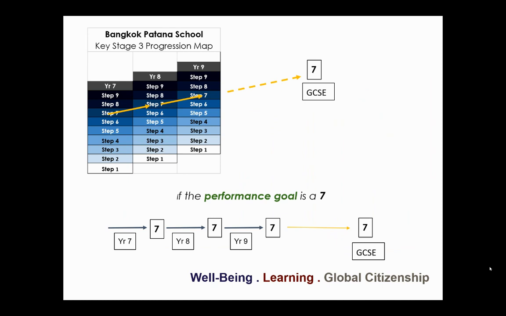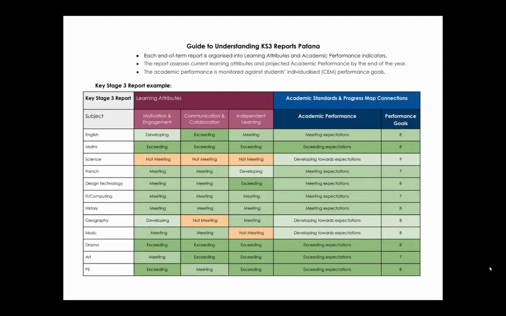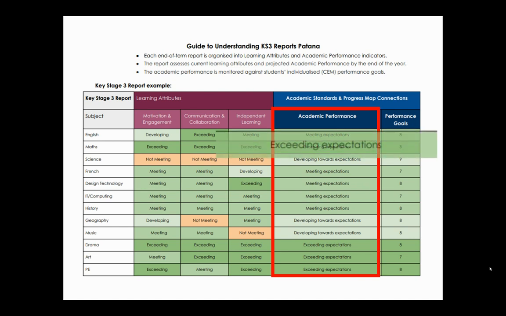Next, we will explain the academic performance indicators. Here we see a comment from each subject teacher. This is their best judgment on whether individuals are on track to achieve the performance goal by the end of the academic year. There are 3 indicators that the teacher may use to comment on their learning journey. These are exceeding, which means there is strong evidence that they are on a path to performing beyond their goal at the end of the year.